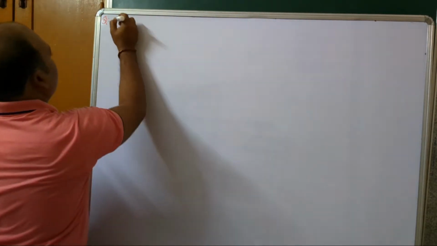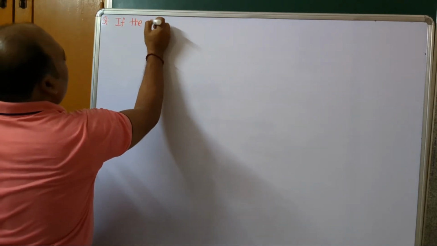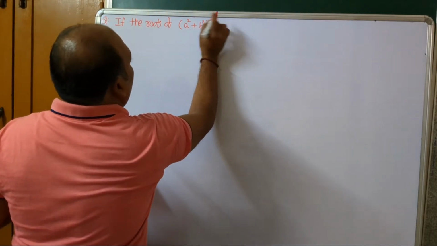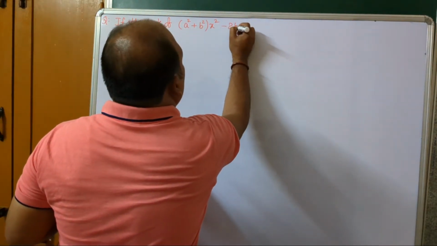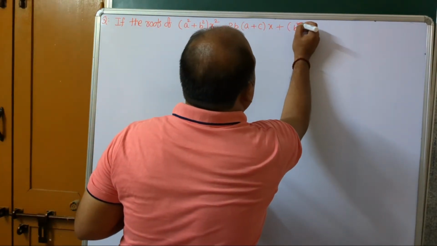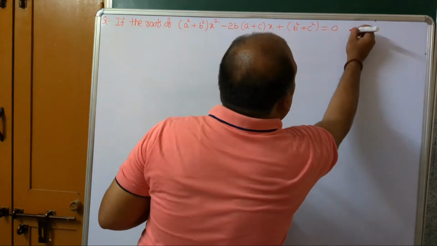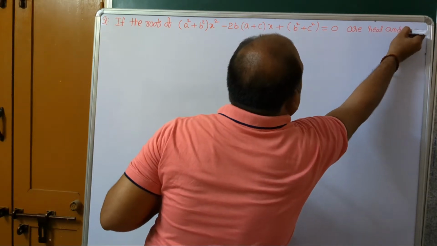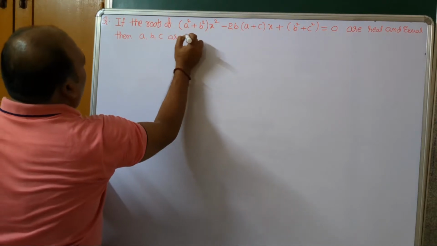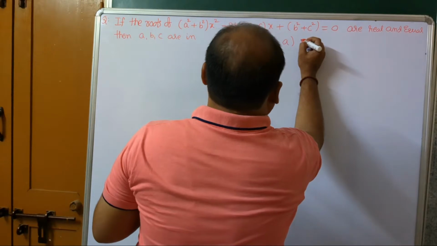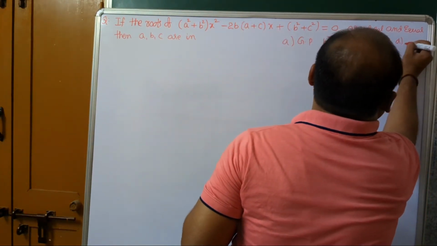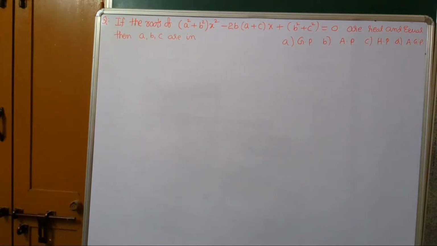Even this is also a related question. If the roots of (a square plus b square) x square minus 2b(a plus c) x plus b square plus c square is equal to 0 are real and equal, then a, b, c are in: first option GP, second option AP, third option HP and fourth option AGP. So which of the options is going to be the answer?